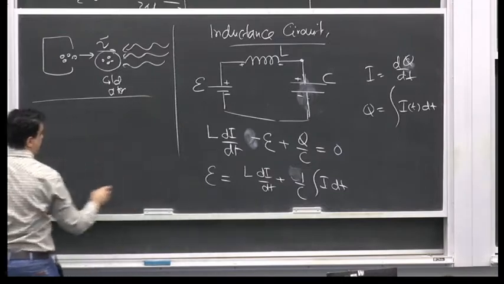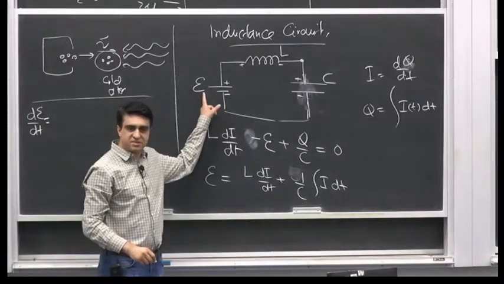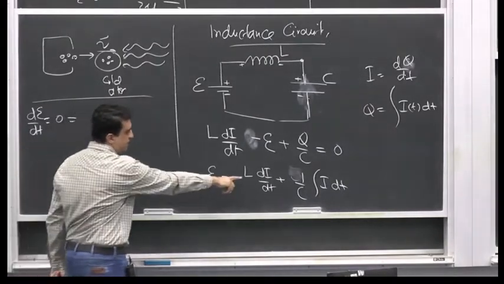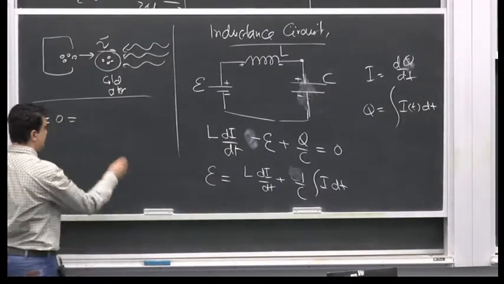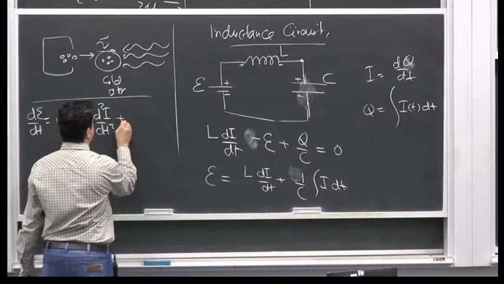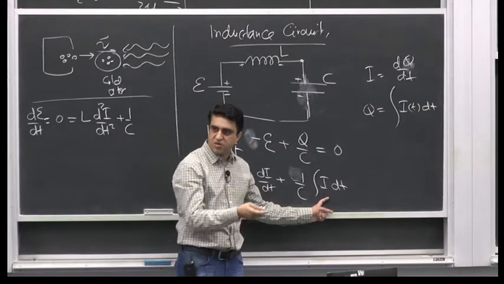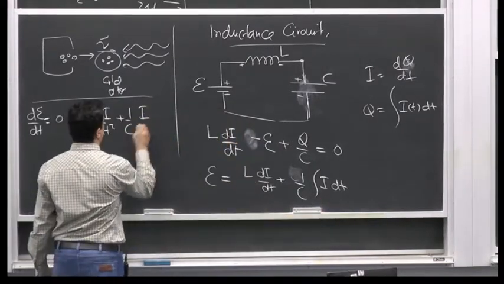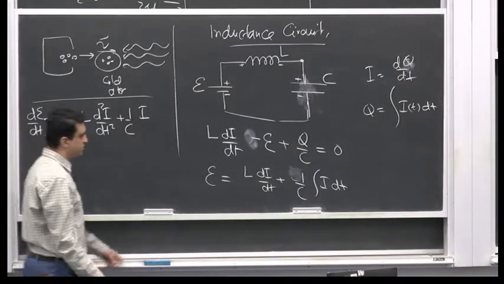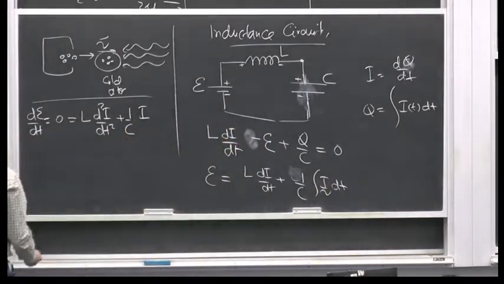If I take the derivative of this, dE by dt, let's say this battery is not changing, it's constant, so this would be equal to zero. But then I have to take a differential on the right hand side as well. So that would be equal to L d2I by dt squared plus 1 over C times the differential of an integral, which is the quantity itself, so that would be I. So basically, I take a derivative of the integral, which gives what you have inside. So that's the equation you have, and that's equal to 0.